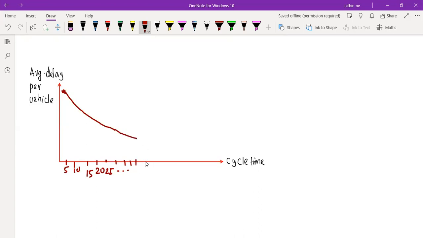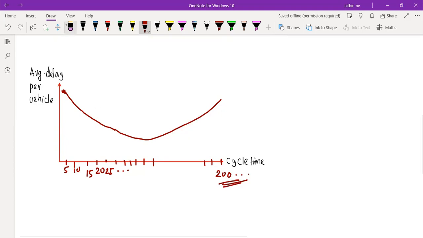But whenever you reach a certain value of cycle length or cycle time, it again starts increasing like this. Which means for a very high value like 100 seconds or 120, 140, we don't know how much it is. If it is too much, like 200, 220, then the delay will be very high. I'm simply putting some values; there is no standard value like this.